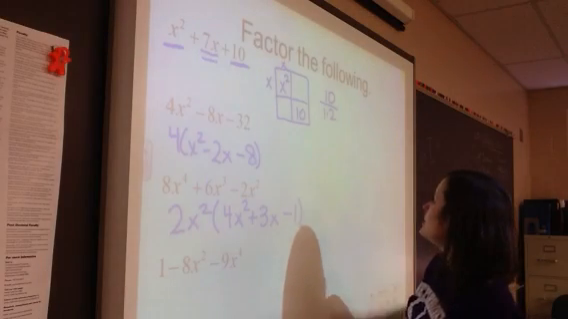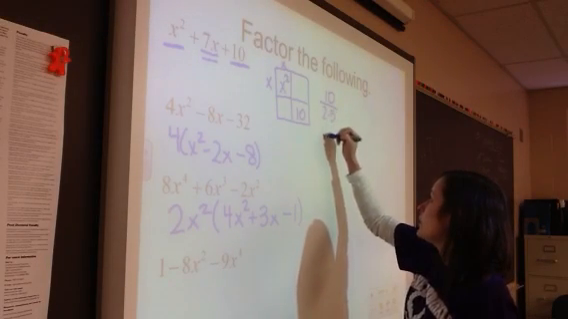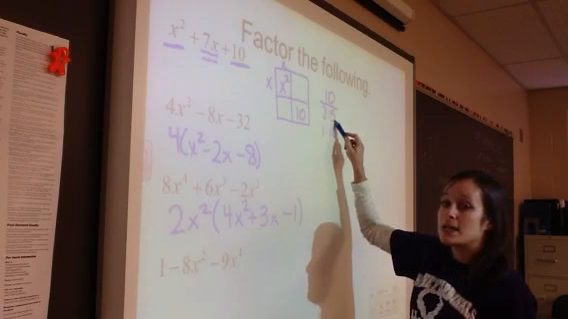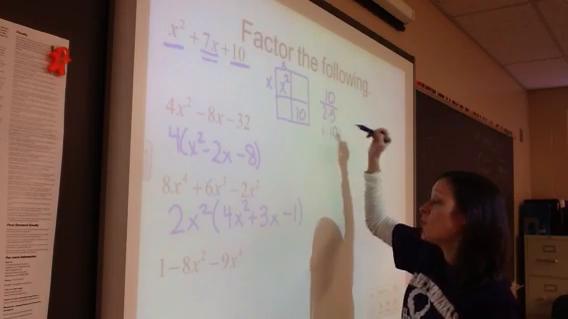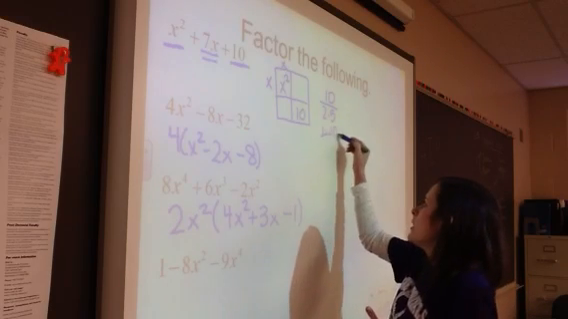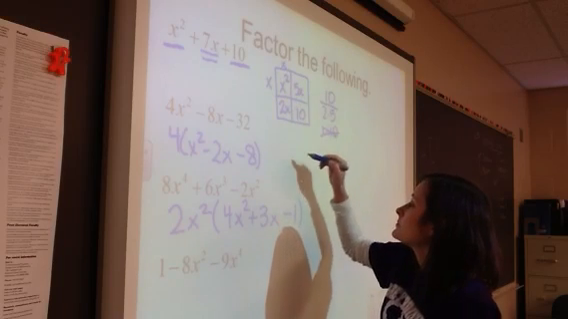Not 1 and 2. What am I thinking here? How about 2 and 5? And 1 and 10. 2 and 5 added together will be 7. 1 and 10 added together is 11. So those aren't compatible, and we don't want those. We want 2x and 5x.